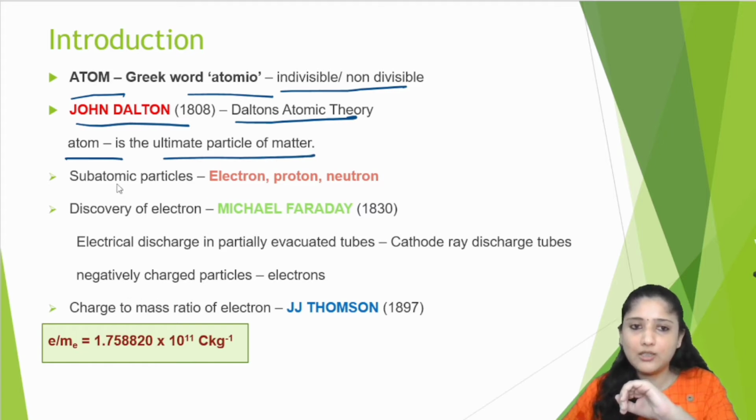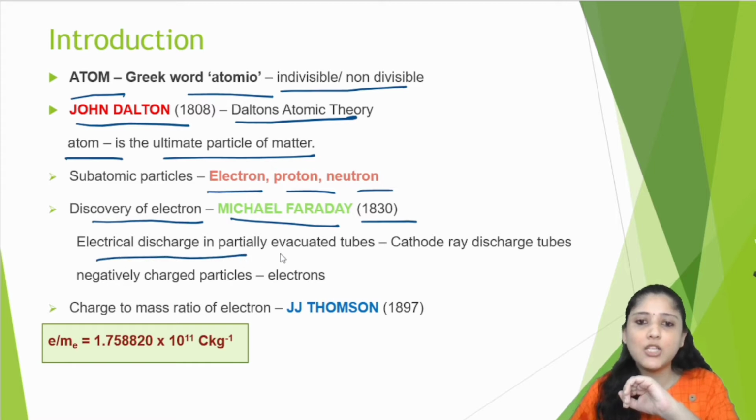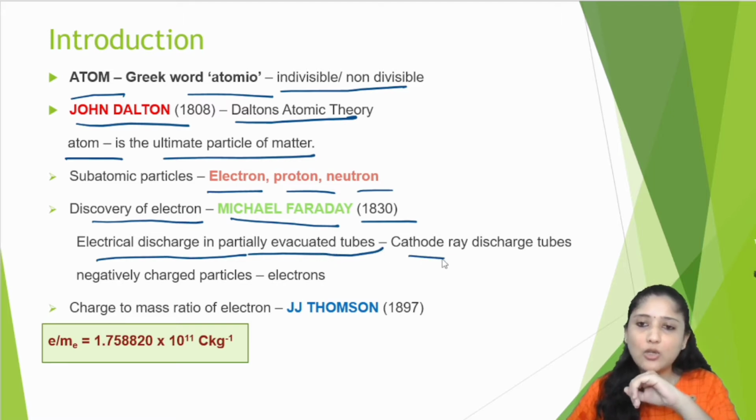We already know that there are subatomic particles that were discovered later: electron, proton and neutron. Discovery of the electron was done in 1830 by Michael Faraday. He studied the electrical discharge in partially evacuated tubes, known as cathode ray discharge tubes. And these negatively charged particles are called electrons.